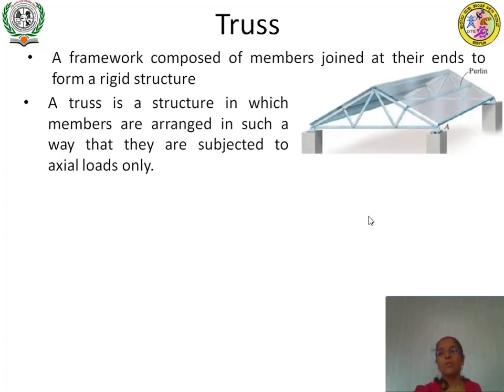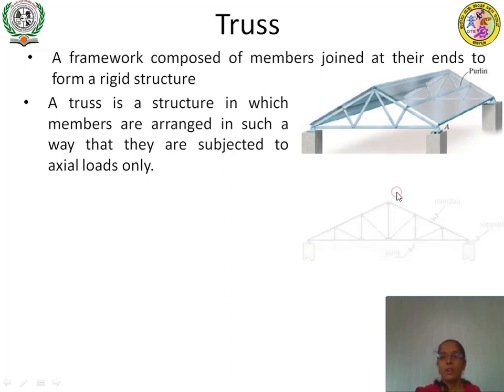Take the example of this roof truss. Trusses are mainly used in roofs as well as in bridges. This is called a truss, and another truss is here, over which purlins will be connecting the two trusses. Over the purlins the roofing material will be laid.